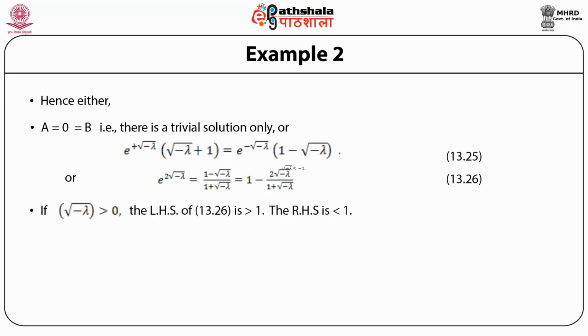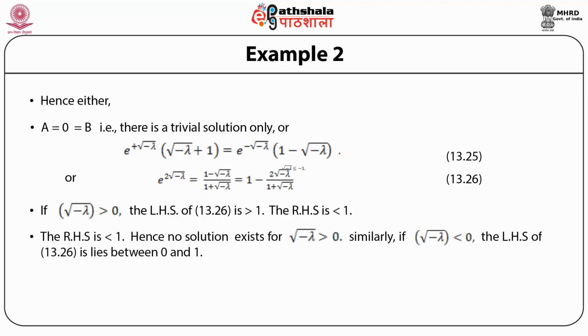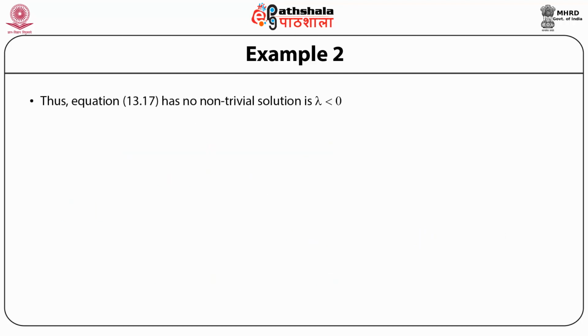If square root of minus lambda is greater than 0, the left hand side is greater than 1, because if the square root of minus lambda is greater than 0, the right hand side is less than 1. Hence, no solution exists for square root of minus lambda greater than 0. Similarly, if square root of minus lambda is less than 0, the left hand side lies between 0 and 1. The right hand side is greater than 1. Thus, the equation has no non-trivial solution for lambda less than 0.